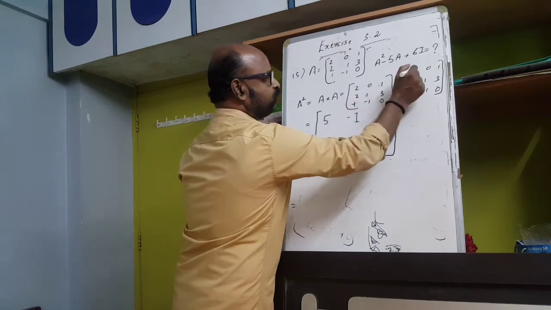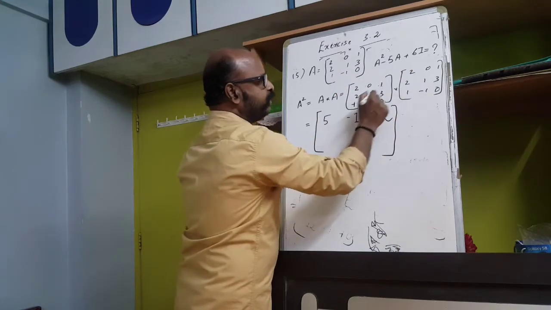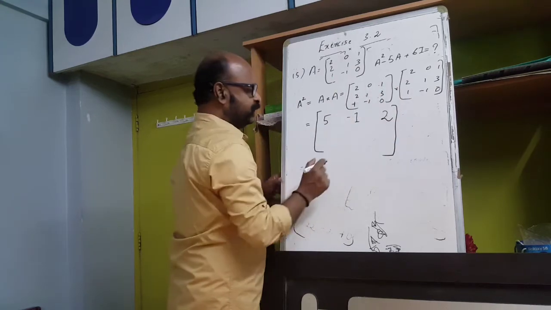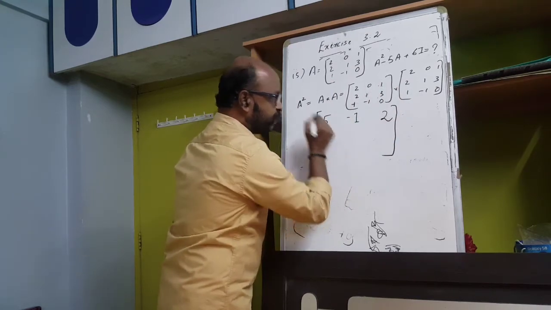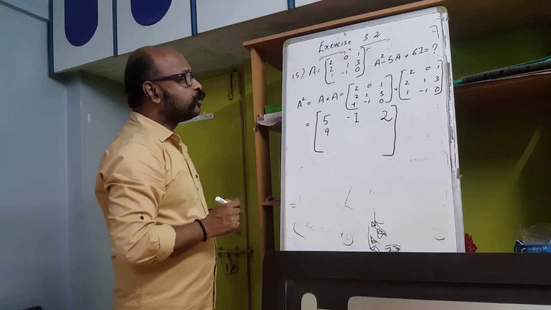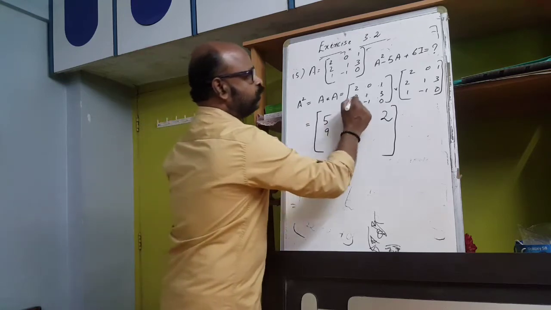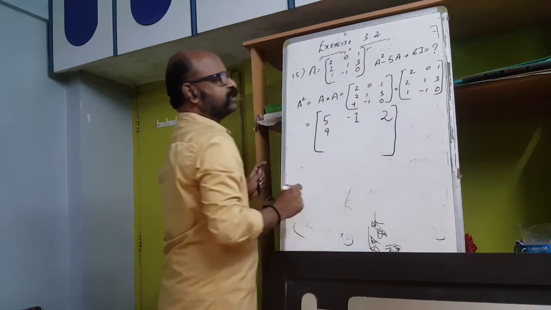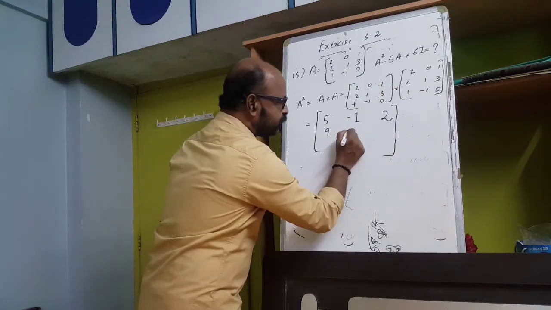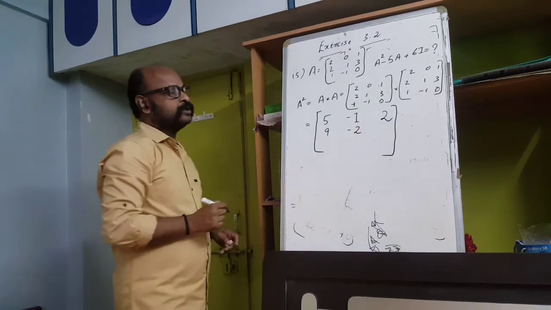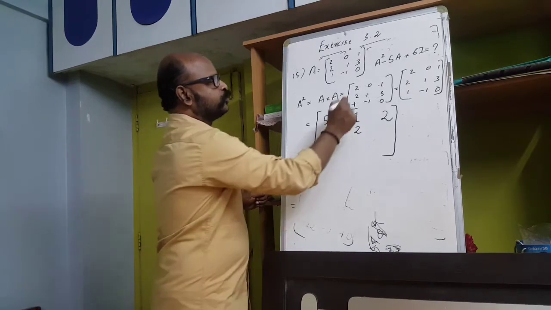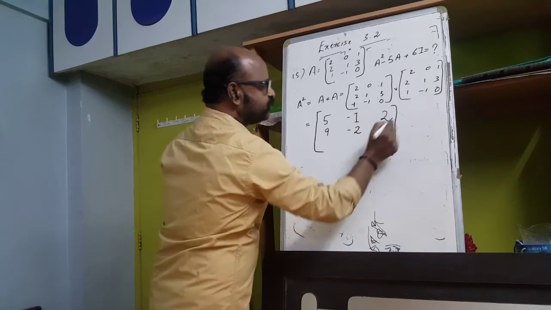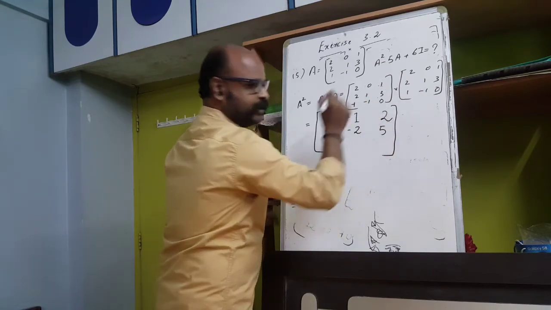Okay, then we come to second row into first column. 2 into 2, 4, 1 into 2, 2, 4 plus 2, 6, 3 into 1, 3, so 6 plus 3, 9. Second row into second column, so 2 into 0, 0, 1 into 1, 1, 3 into minus 1, minus 3, so 1 plus minus 3, that is going to be minus 2. Second row into third column, 2 into 1, 2, 1 into 3, 3, so 2 plus 3, 5, and this is 0 means only that 5 will come.